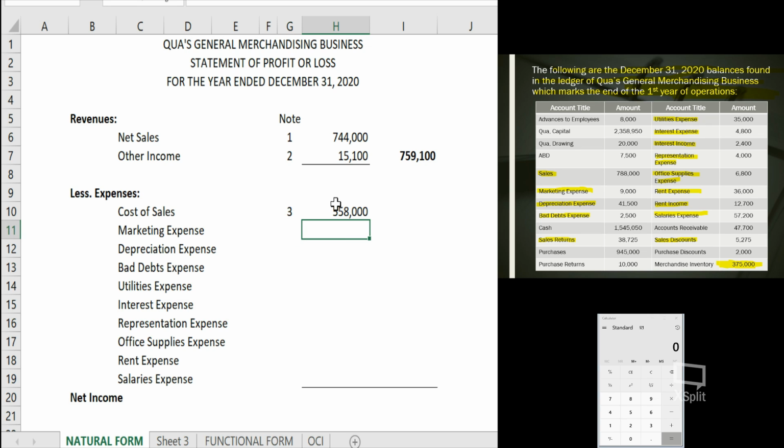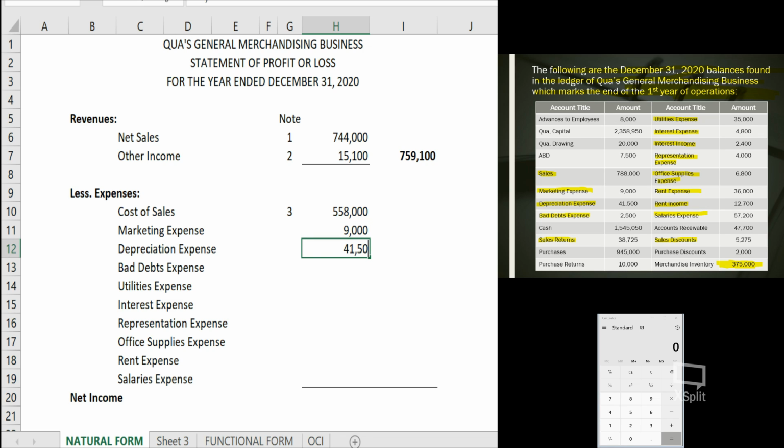Now, for the remaining parts, I think given na lang siya. We simply have to copy. Once again, hindi natin kailangan i-classify, selling ba to or G&A ba to? Because we are using the nature of expense method. Mamaya pa natin gagawin yon when we are preparing using the function of expense method. Okay? Marketing expense is 9,000.